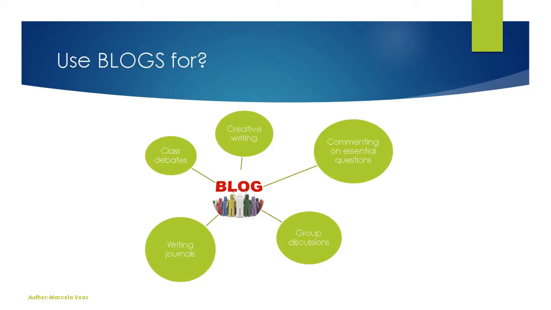Reading and writing, students can demonstrate proficiency in writing their own blog and in reading by commenting appropriately on classmates' blogs. Speaking and listening. If audio or video files are included in a blog, students can post their own reports, shows, or skits and comment with audio posts on classmates' blogs. You can use this for class debates, creating writing journals, group discussions, and commenting on essential questions.